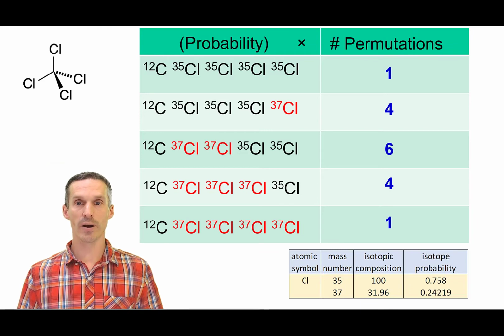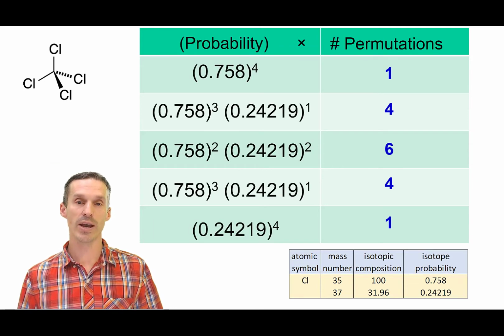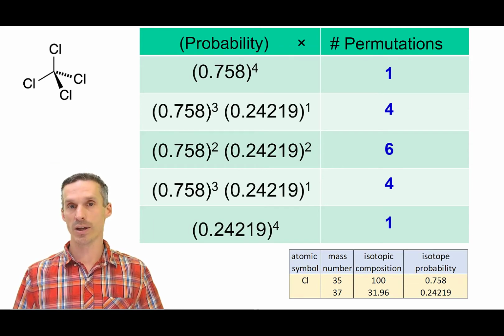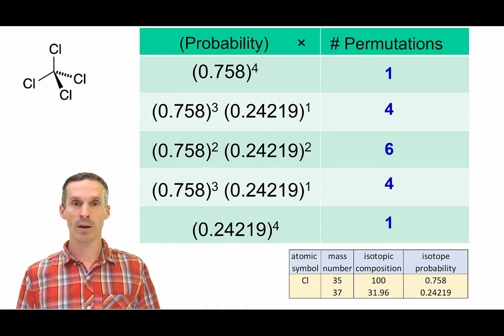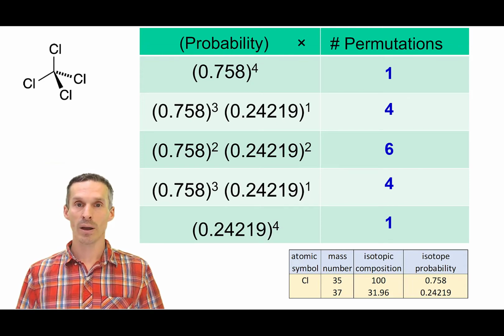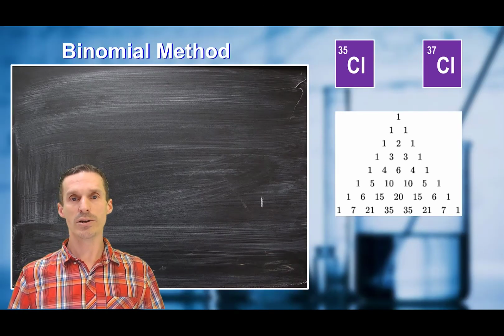And now we can calculate our probability. So we know the probability of having chlorine 35, we know the probability of having chlorine 37 in the table. So we just have to think of this the same as our dice problem, and how many times each of these things will appear. We raise that to the exponent. Once we have those, we multiply by our combinations, number of permutations, and we get the total probability. Now, fortunately, there is an easier way to think about this.